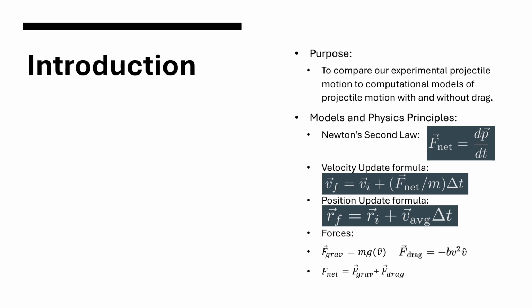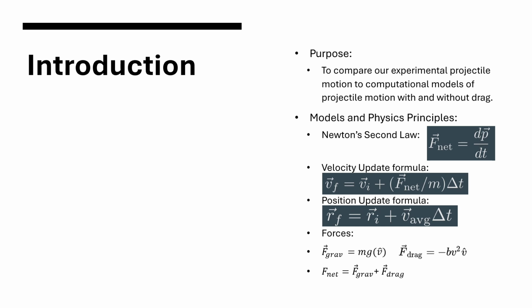And then we will also be using the velocity update formula to update our velocity in our code, and the position update formula to update our position in our code. And then we will be using the force equations for force of gravity, mg times v hat, and the v hat is just to signify direction.